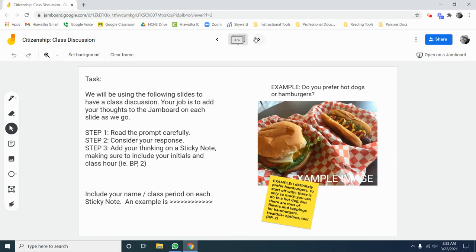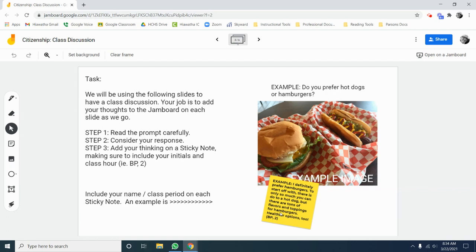On the third slide, you're going to see your task. It's the same as on previous class discussions. On each slide, there's a sentence starter or a question along with an image that corresponds. Your job is to add your thinking with a sticky note, making sure to put your initials and the hour at the bottom. Remember, this is a graded activity. It's a classwork grade, and an easy one at that.